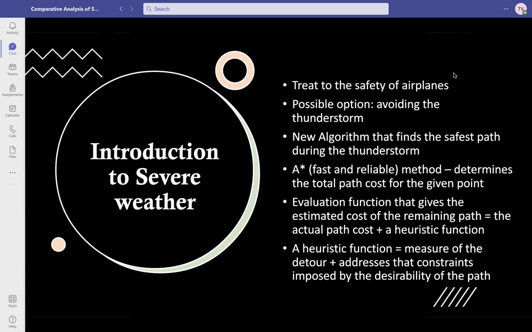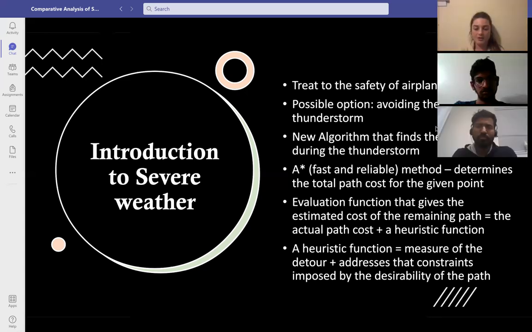search algorithm or method. This A-star search algorithm is really fast and reliable, and it determines the total path cost of a given point. The evaluation function that gives the estimated cost of the remaining path is basically the summation of the actual path cost and the heuristic function. The heuristic function is basically the summation of the measure of the detour and the constraints imposed by the desirability of the path.